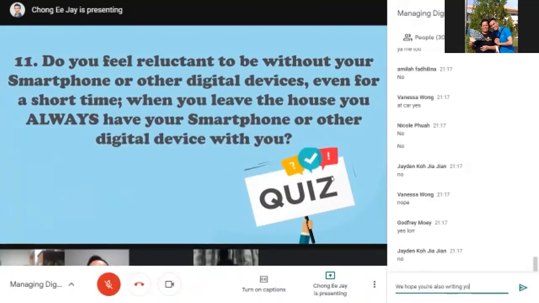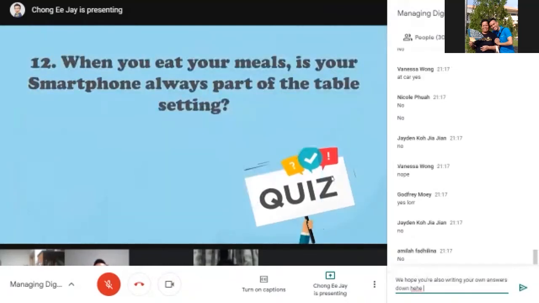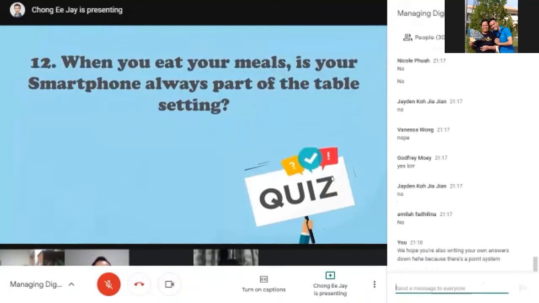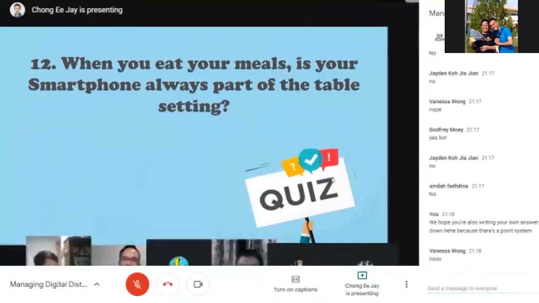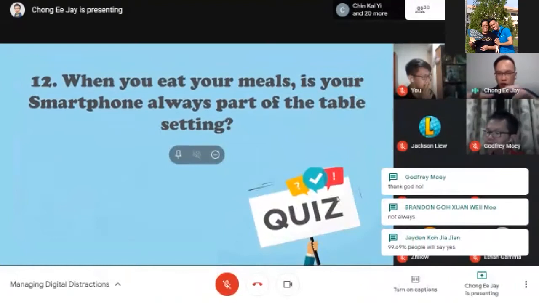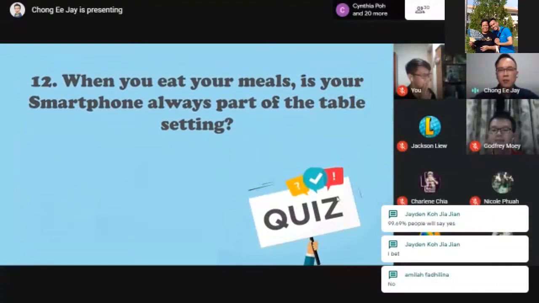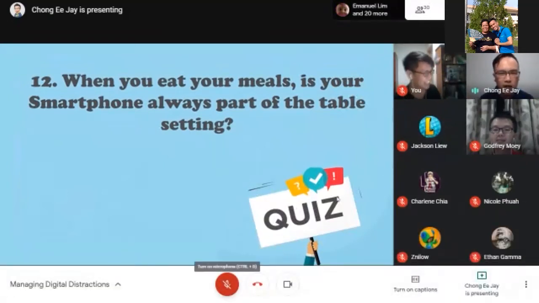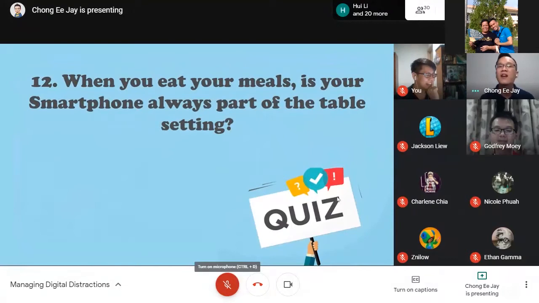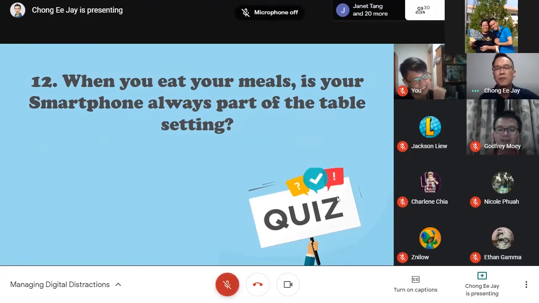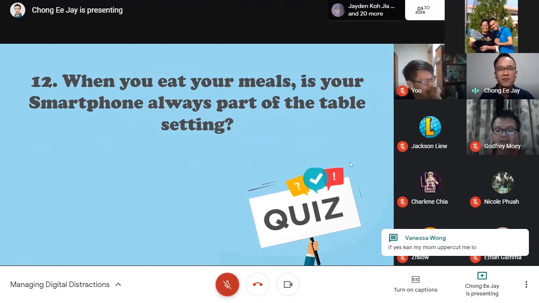Okay, and the last question is, when you eat your meals, is your phone always part of the table setting? When you eat your food, your phone is always on the left, on the right, or in front, tilted some more. You're watching the latest Korean dramas. I don't know whether Malaysians watch Korean drama. It's Okay to Not Be Okay, or Crash Landing on You, or whatever. All the YouTube videos and whatever social media. Okay, sorry, TikTok. Big stuff. Okay, hear you.